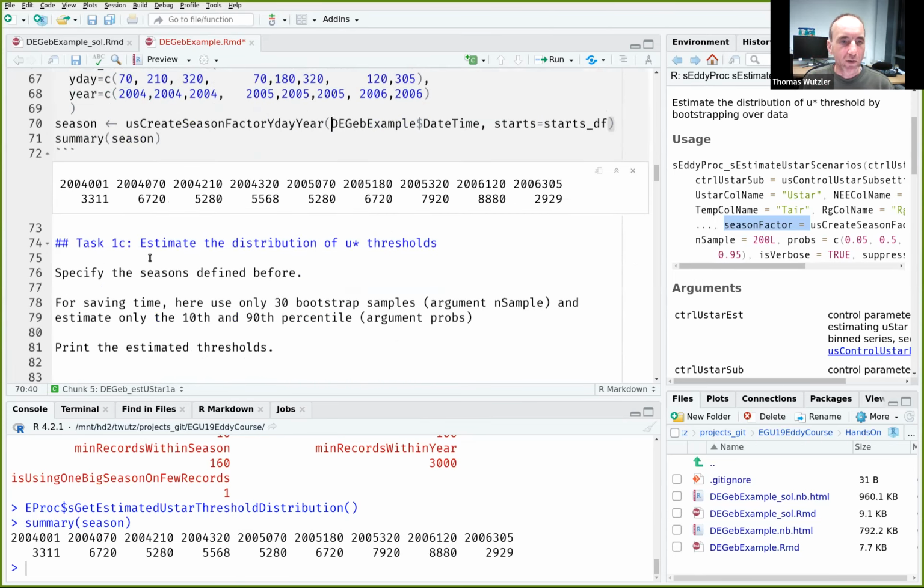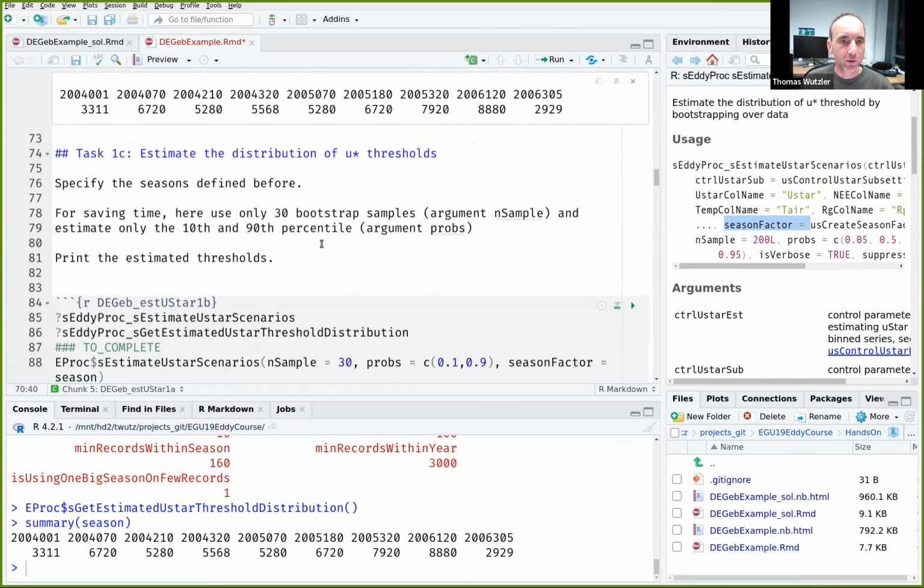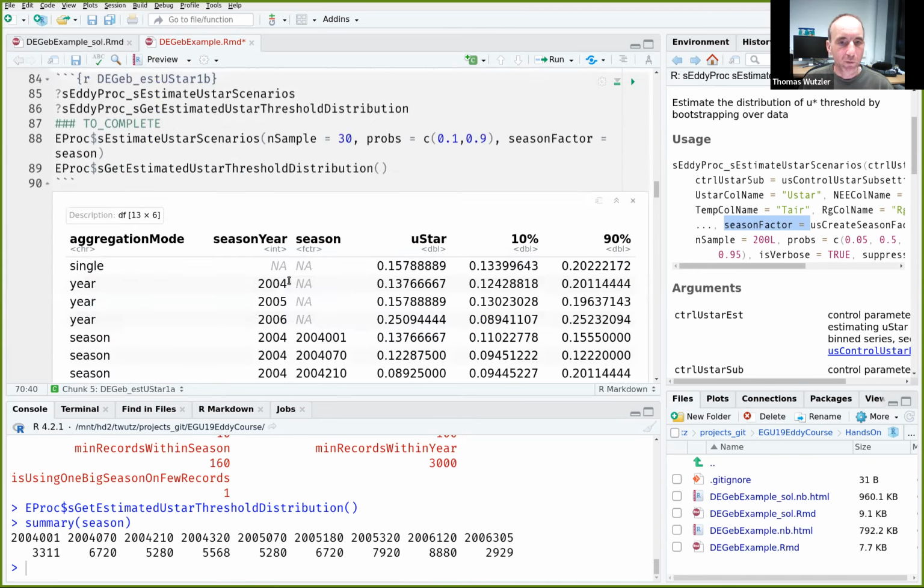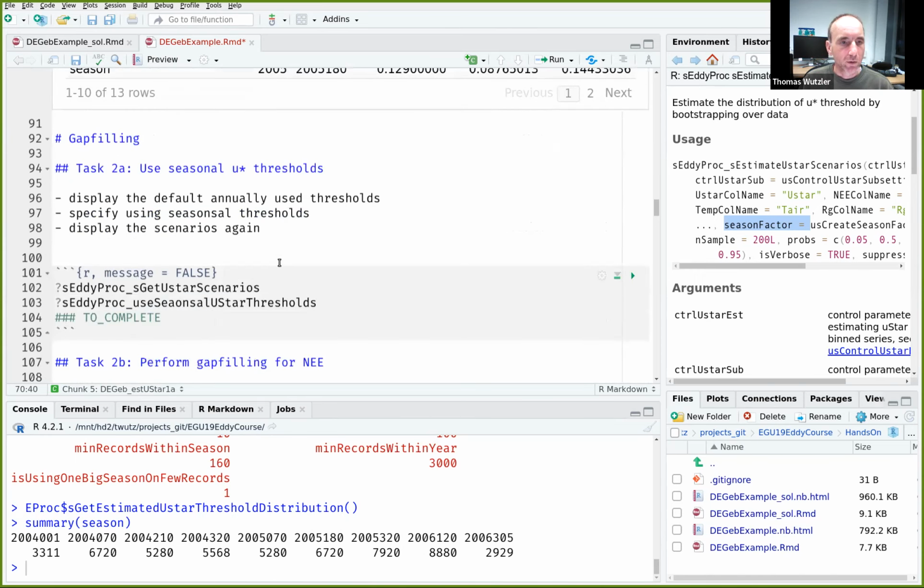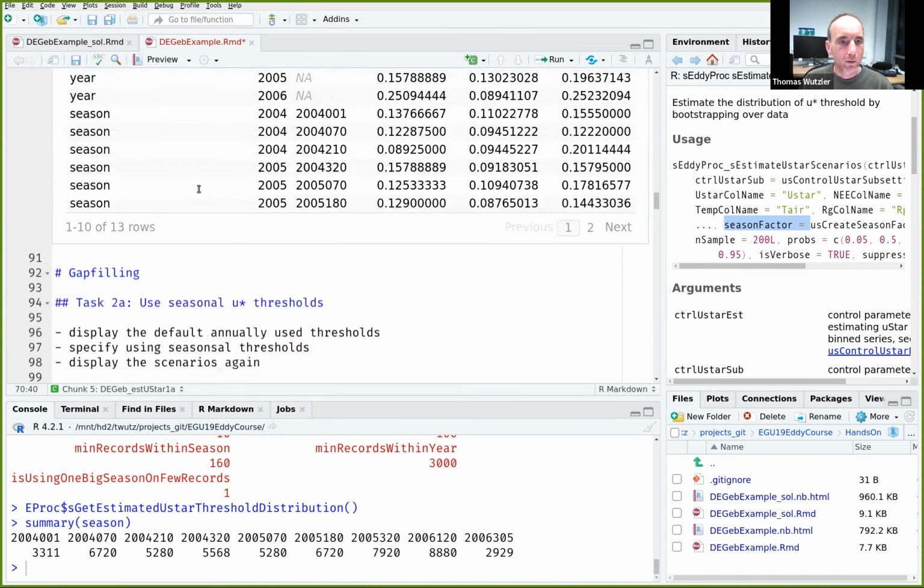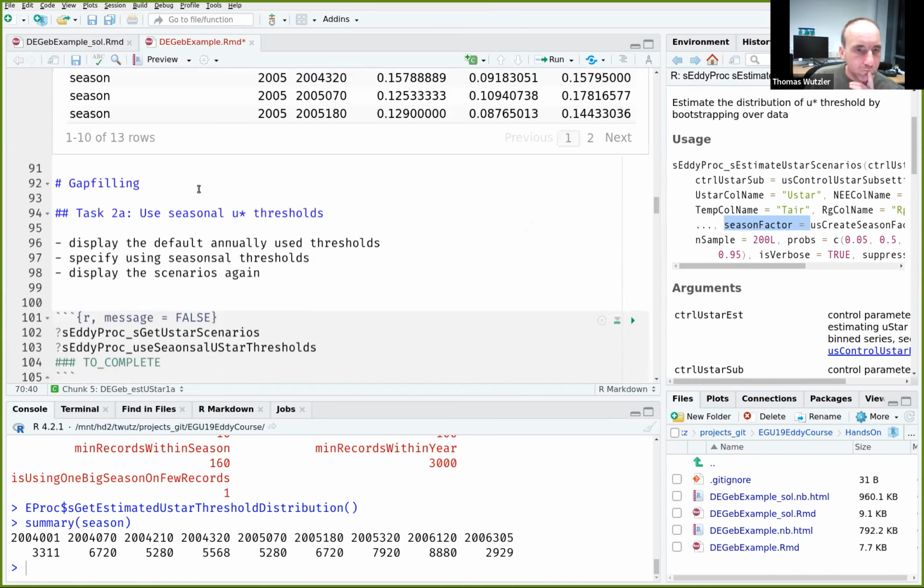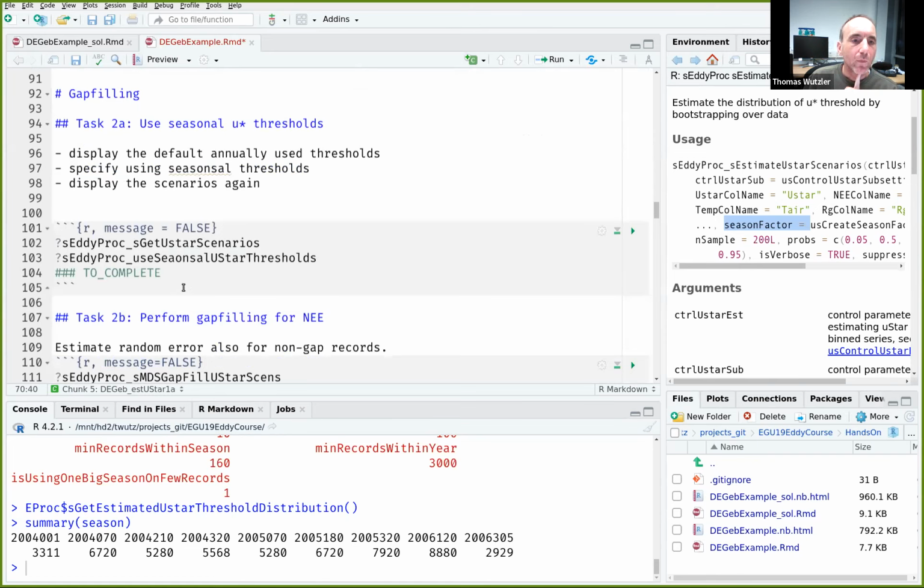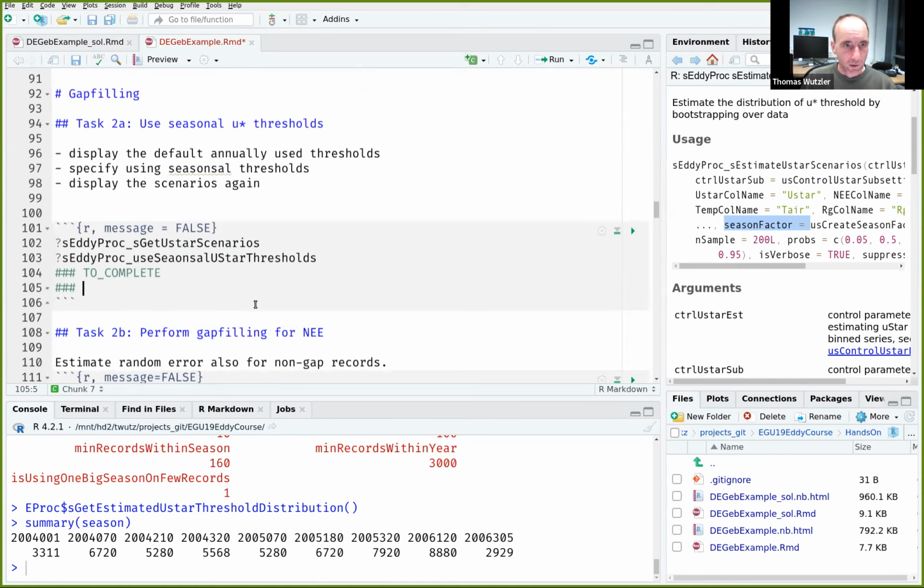So I go on with task 1C, estimate the distribution of these four thresholds. Now that we have done that, we can move on to gap filling. So these are just simple tasks.